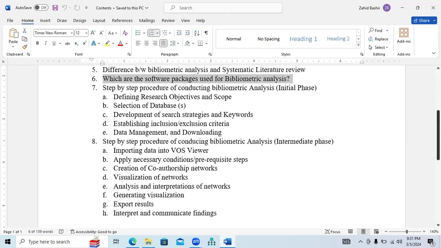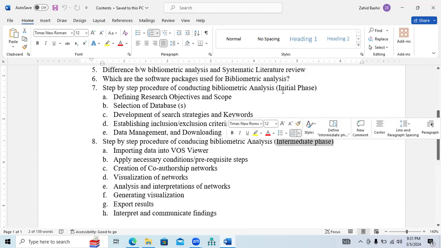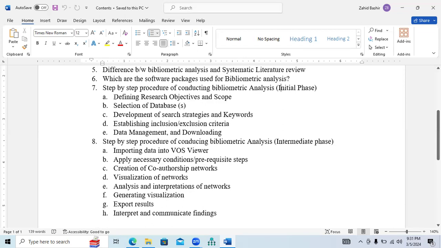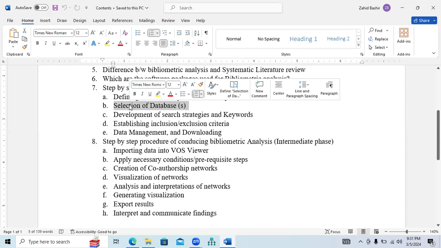I have divided the bibliometric analysis in two phases. The first phase is the initial phase. The second phase is the intermediate phase. The initial phase includes defining your research objectives and scope, and selection of database. It means the database from where you are collecting your data relating to bibliometric analysis, whether it is Scopus, whether it is Web of Science, whether it is Google Scholar or something else. There are many databases available, so we can use any one of them as a source in the initial phase.